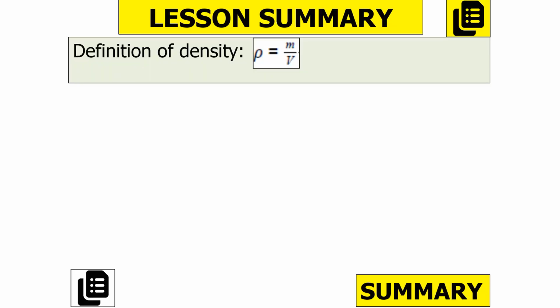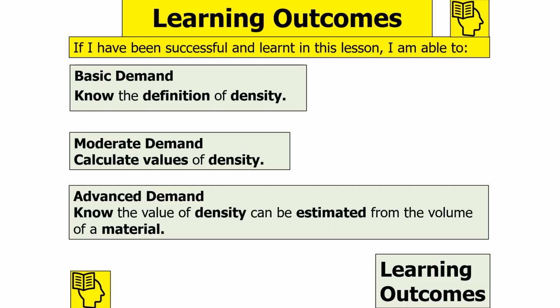So that brings us to the end of this particular lesson. So in this lesson, we've looked at the concept of density and how to work it out with the equation rho equals m over v. So if we've been successful and we've learnt in today's lesson, we should be able to know the definition of the term density, calculate values of density, and know the value of density can be estimated from the volume of a material.